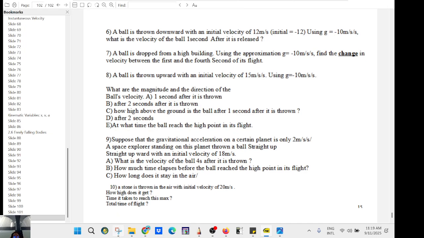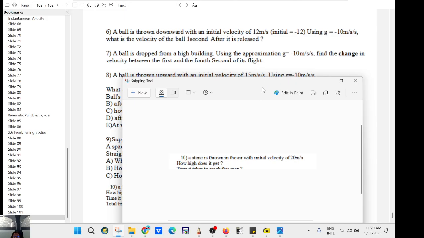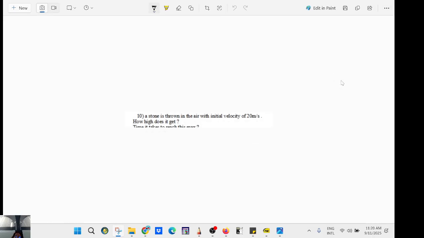Okay, let's do number 10 here. Just very quick, because those are the baby problems. So it's in my Dropbox, okay? I don't want to take too much time. How high? It goes up, and then goes back. So initial velocity is 20, acceleration is always negative 10. How high? So I can start my stopwatch here and finish there.